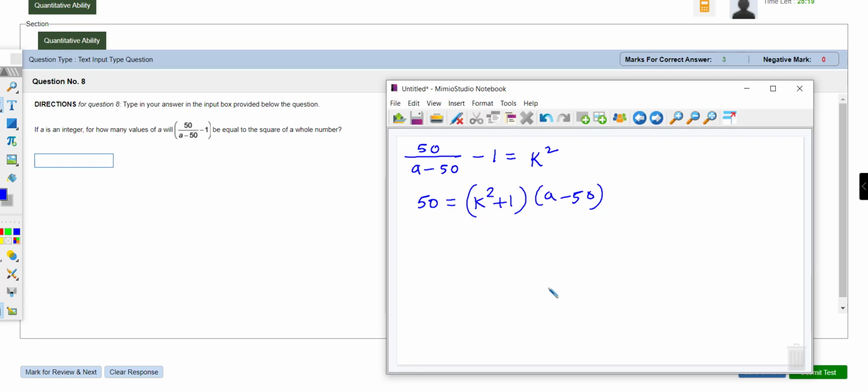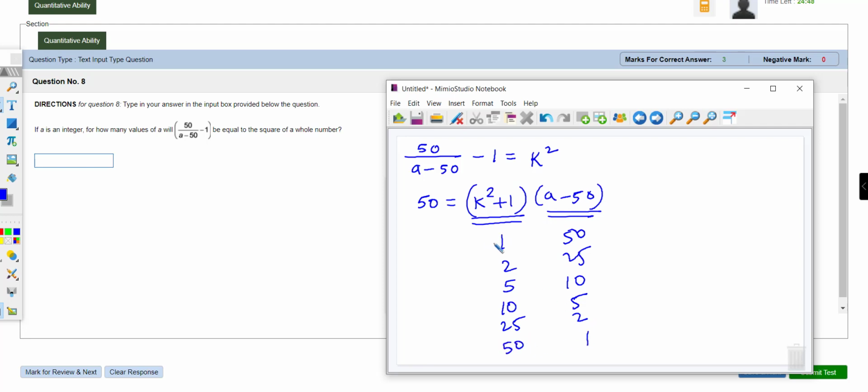So these two numbers are going to be factors of 50. This can be 1 into 50. A is an integer. K square is always positive, so this cannot be negative. Both brackets can take only positive values, because k square is always positive. So this can be 1 into 50, 2 into 25, 5 into 10, 10 into 5, then 25 into 2, and then 50 into 1.